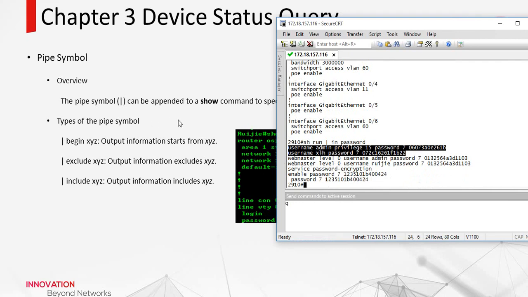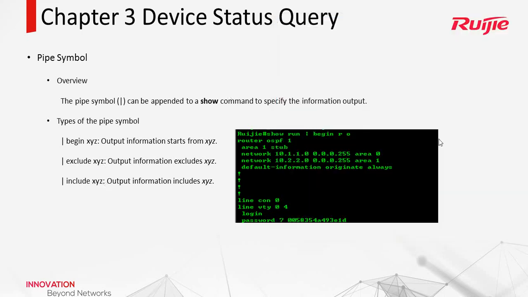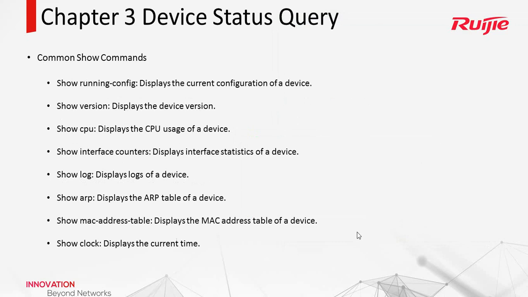We can also use the show run, begin with the first word of the command, exclude the command and include the keywords. Here are some show commands. I recommend you to try all of them one by one.